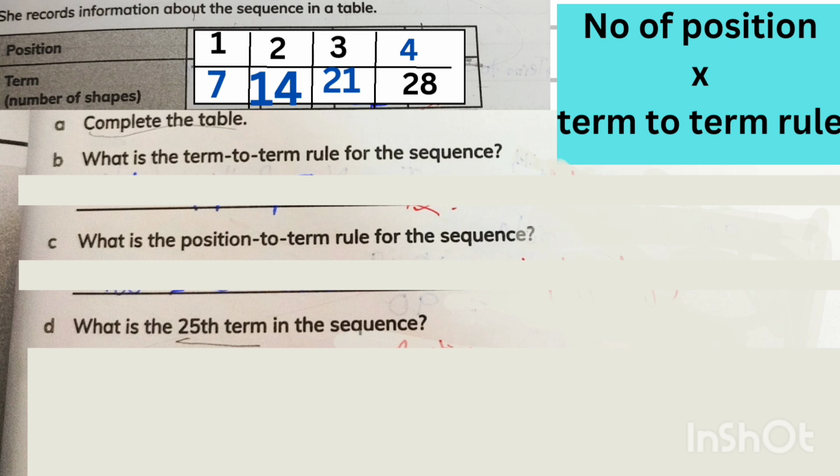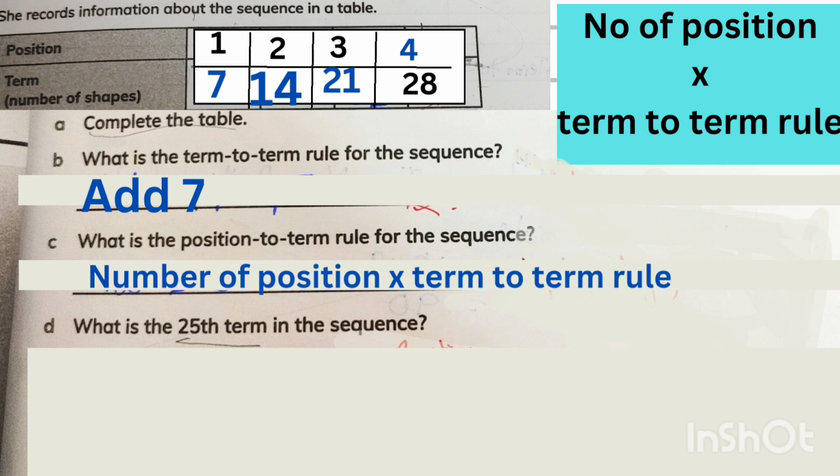In part B you are asked what is the term to term rule for the sequence. Add 7. Every shape is increasing by 7. In part C, what is the position to term rule for the sequence? So number of position multiplied by 7. In part D, what is the 25th term in the sequence? So 25 multiplied by 7 equals 175.